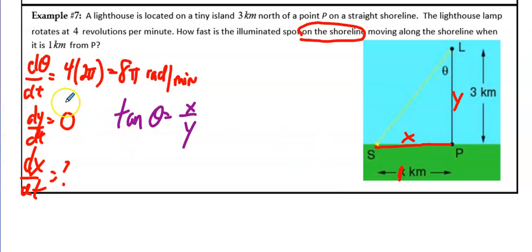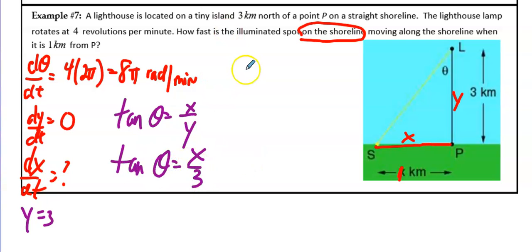And just like before, we can plug in. We already know what y is, right? Y is actually equal to 3. We can plug in y here. So tangent of theta is going to be equal to x over 3, which again, our equation that we're going to use now is tangent of theta equals 1/3 x, because again, y is constant. So we can go ahead and plug that all in. And so this is our problem. This is what we have to do.